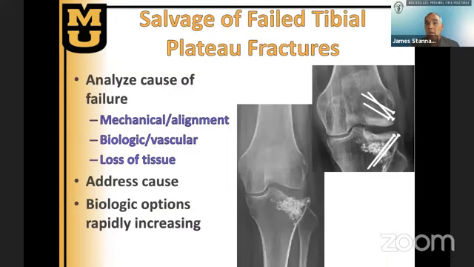So in summary, I would tell you for salvage of a failed tibial plateau fracture, you need to look at the cause. If the cause is biologic, we now are getting some new options that are going to be available to everyone if your country allows you to place live tissue grafts.